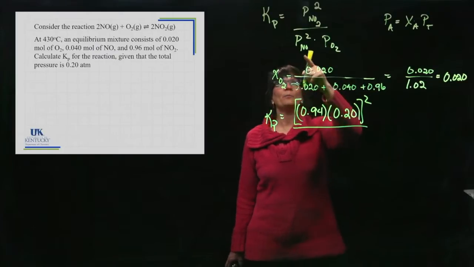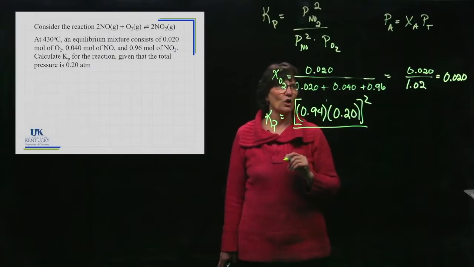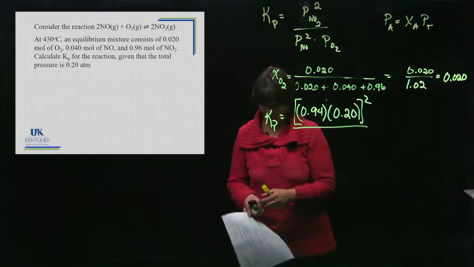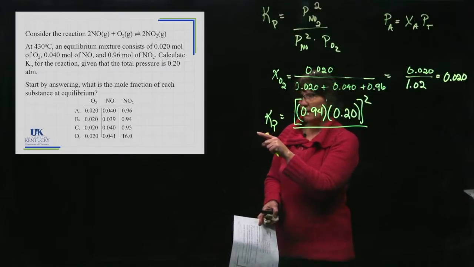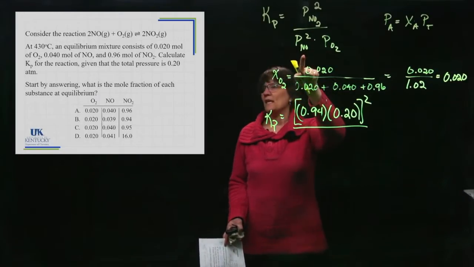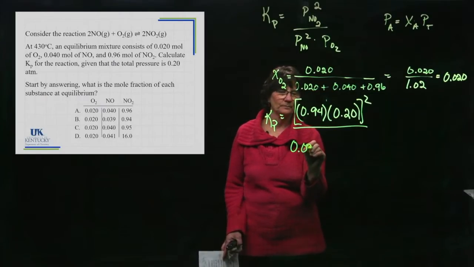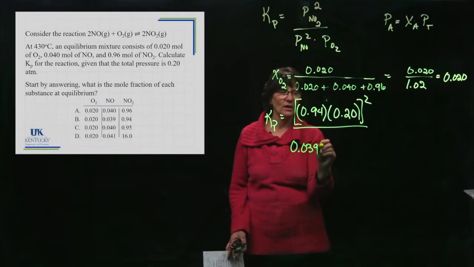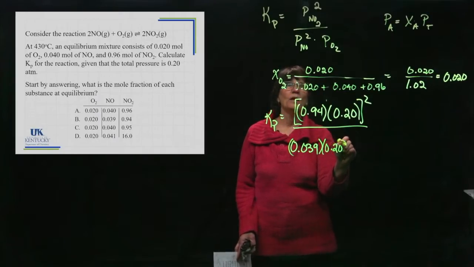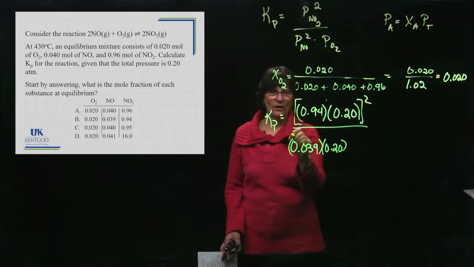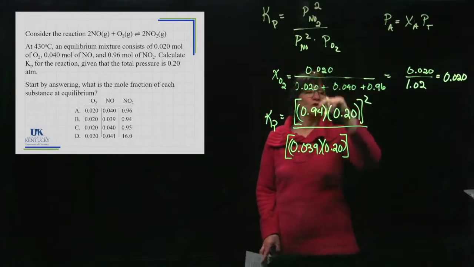Divided by, now the pressure of NO would be the partial pressure of NO, and we might as well back up just to verify for you guys. B was the right answer, so the NO is 0.039, that's the mole fraction, times the total pressure, which is 0.2, and this one is also squared, so we will square it. And then we have the pressure of O2.